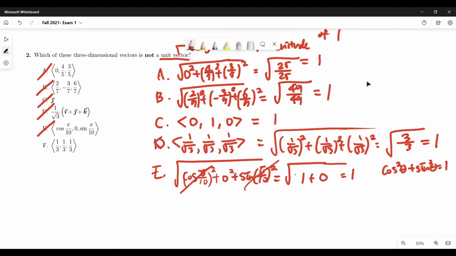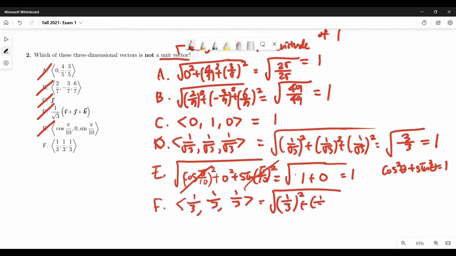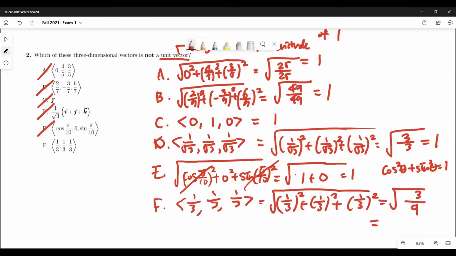So it's not E. So let's look at F. F is (1/3, 1/3, 1/3). If you take the square root of (1/3) squared plus (1/3) squared plus (1/3) squared inside the square root, this will give you 3/9. This is just the square root of 3 over 3. This is not equal to 1, so this is not a unit vector.